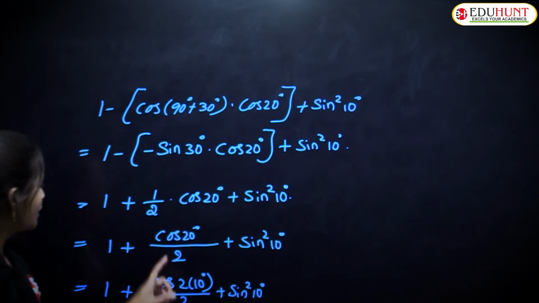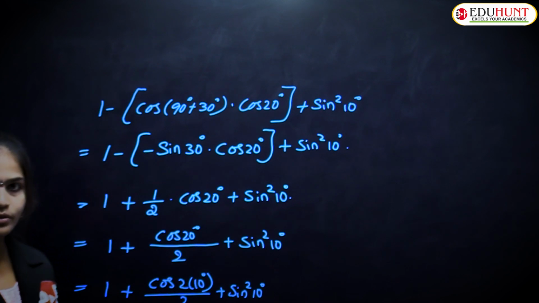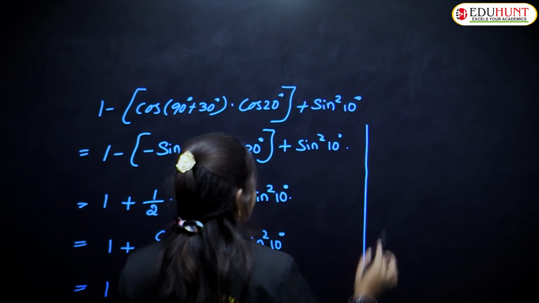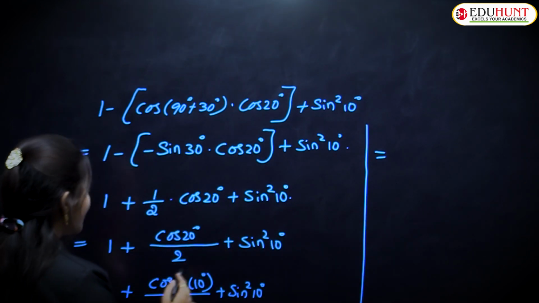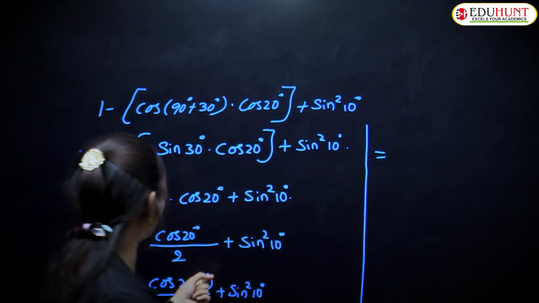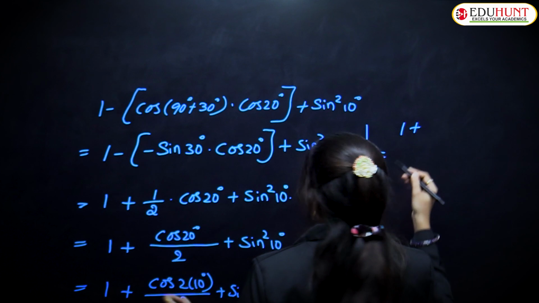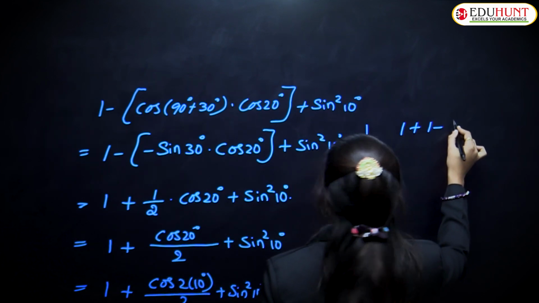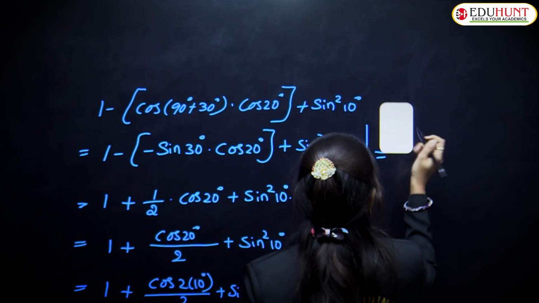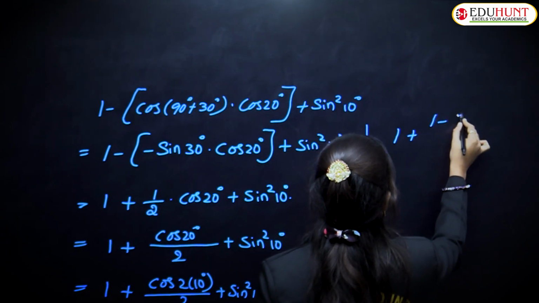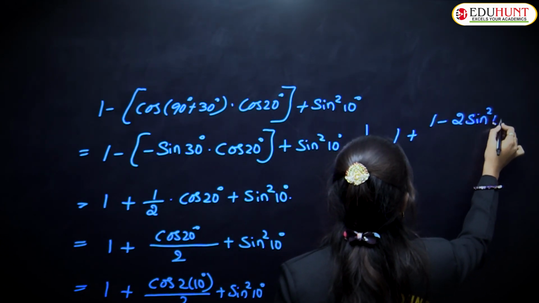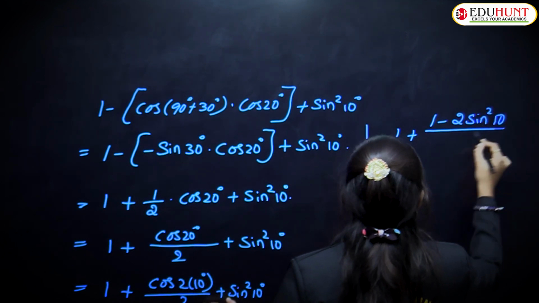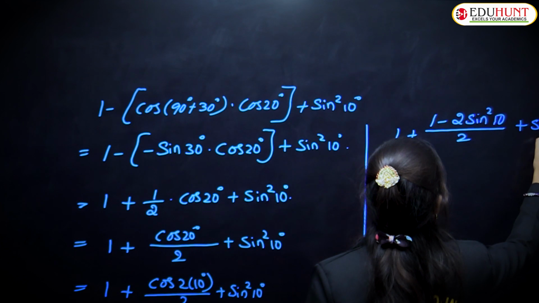Am I clear to you? We can write that 20 as 2 into 10, no. So that's why I wrote here 2 into 10. So this equals 1 plus cos 2 theta. The formula for 1 plus cos 2 theta in terms of sine: 1 minus, 1 plus 1 minus 2 sine square theta. Theta means here 2 sine square 10 by 2, plus sine square 10.